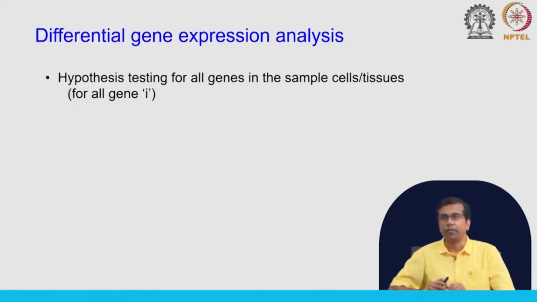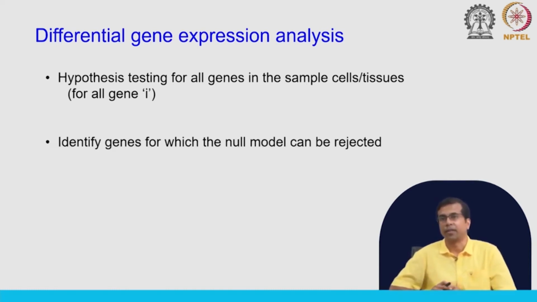Just to remind you what we talked about in differential gene expression analysis: one of the integral parts is hypothesis testing. We talked about different methods for how we can do this hypothesis testing, and especially for DESeq2 we use something called the Wald test. This hypothesis testing is done for all genes i in the samples, cells and tissues, if you remember the notation. This helps us identify genes for which the null model can be rejected.